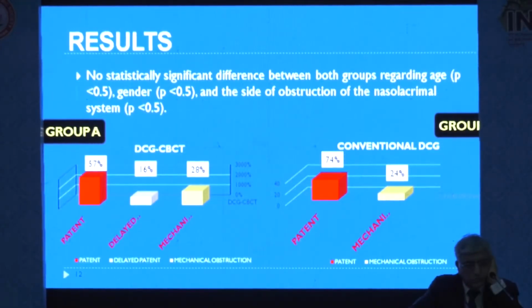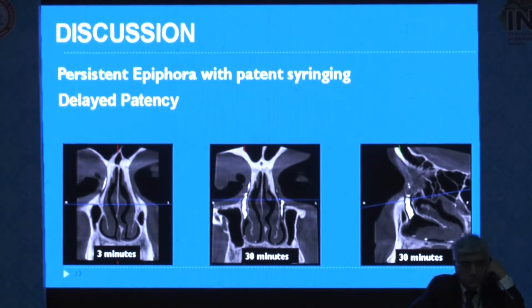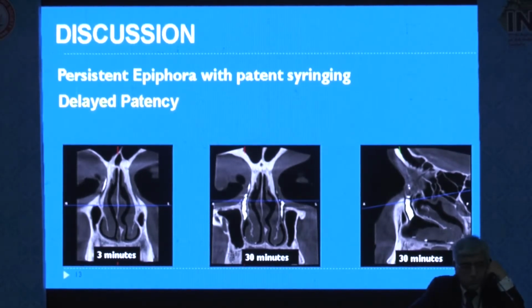The low percentage of patent patients in the CBCT group is because of the delayed patency patients. In a patient of persistent epiphora with patent syringing, after 3 minutes, dye is visualized only in the lacrimal sac area, while after 30 minutes, dye was visualized in the inferior meatus with gross pooling of dye in the lower part of the nasolacrimal duct, indicating the presence of stricture at the lower down area.